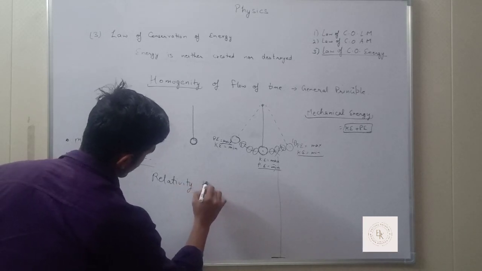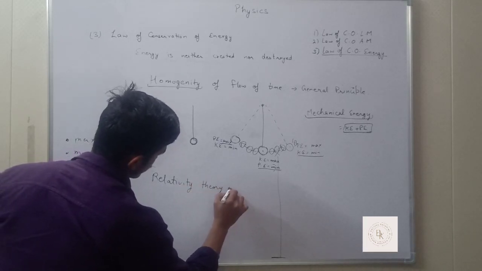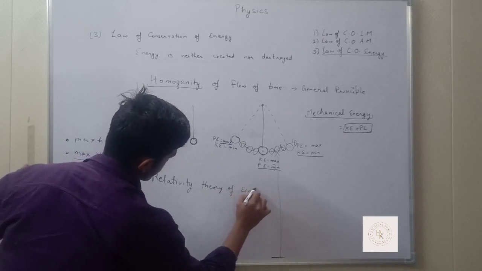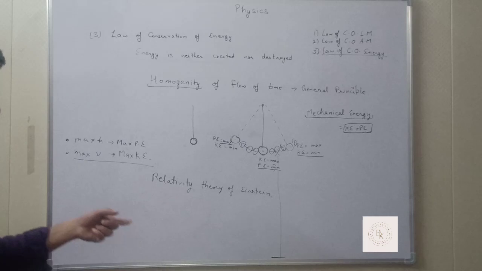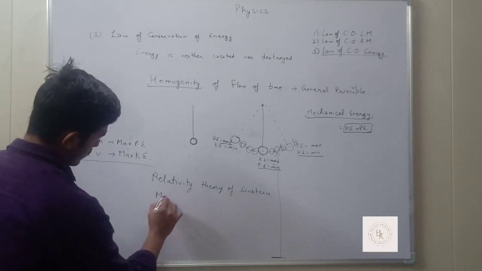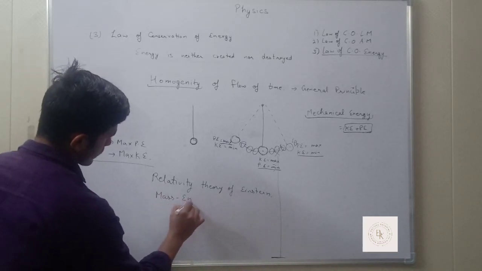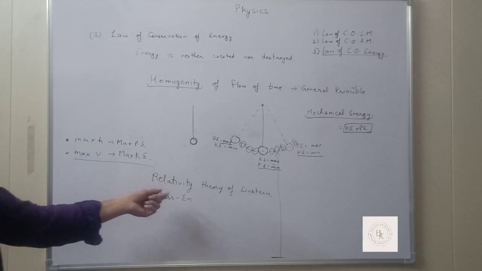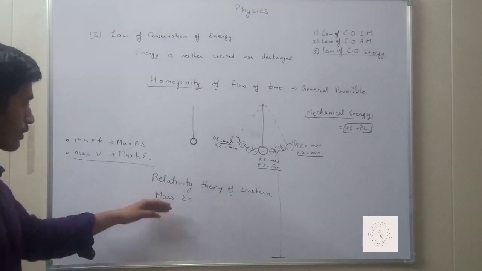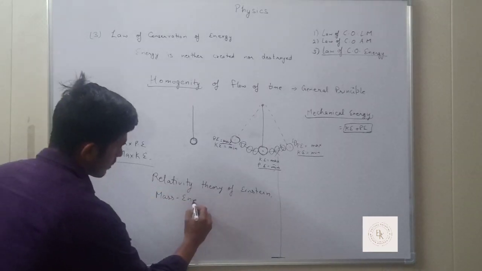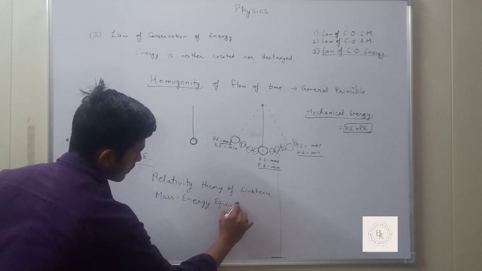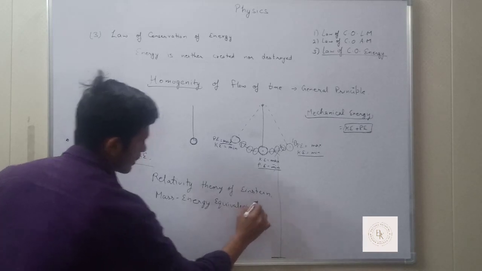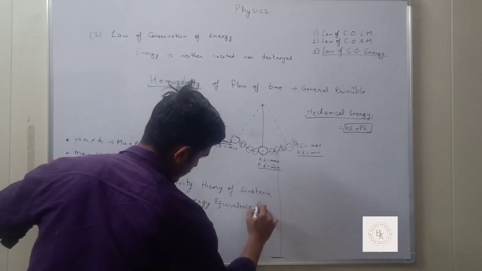But I have not told you the very famous relativistic principle, the relativity theory of Einstein. According to the relativity theory of Einstein, there is a mass energy equivalence. We can also say that this relativity theorem of Einstein can be called the mass energy equivalence relation.